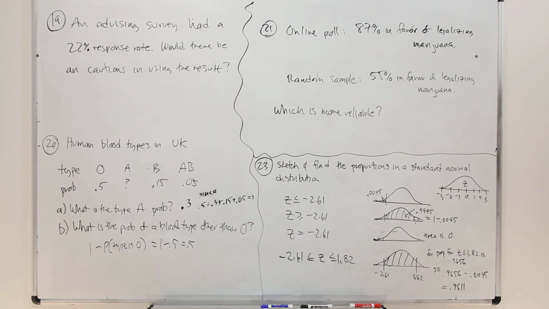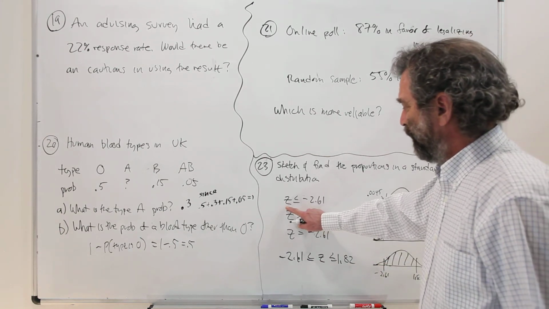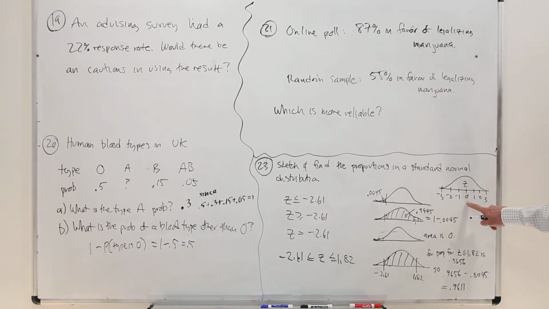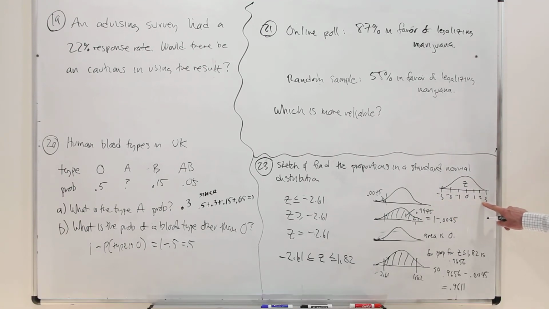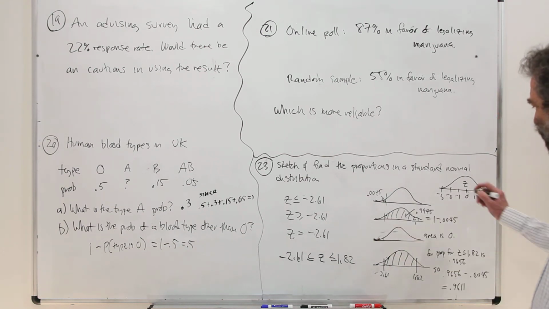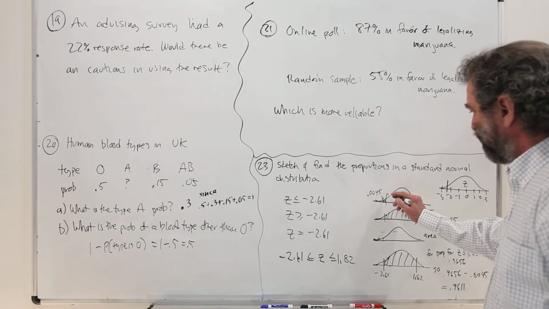23, we're on to 23. Sketch and find the proportions in a standard normal distribution. So Z represents the standard normal distribution, which means it has this density curve over here, and the values on the horizontal axis represent Z values, which are actually standard deviations. So we're looking at minus 2.61, so we're thinking it's down here, minus 2.5 and a bit.